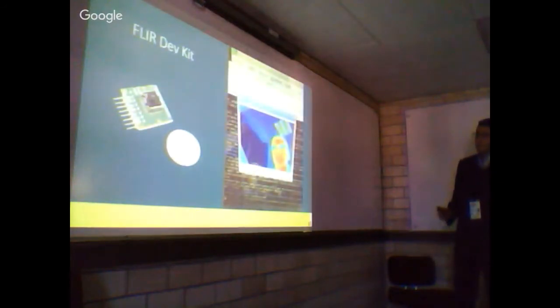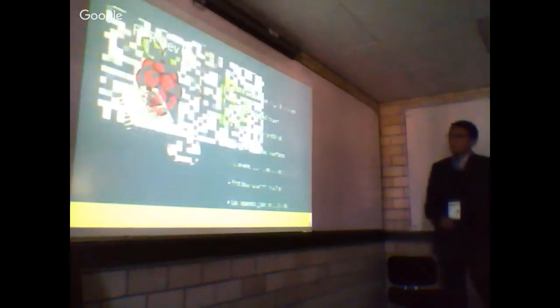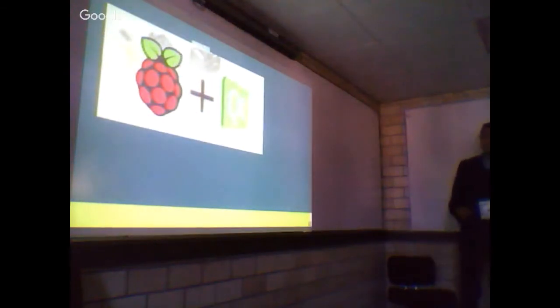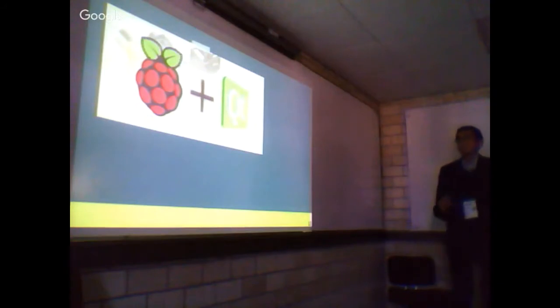Here we can see an example of how we can see the image from the sensor with the demo that the company provides to the user. So the project was done with a Raspberry Pi, as I said, and programmed with the Qt library in C++.